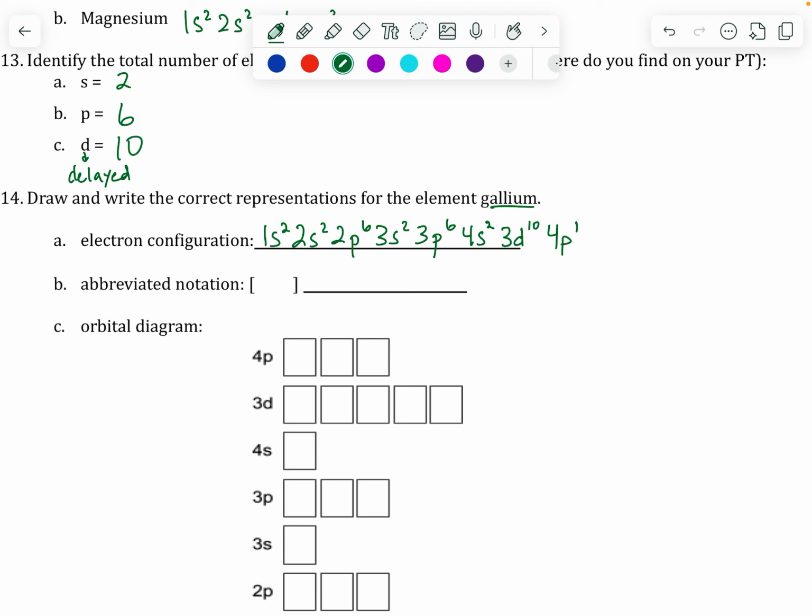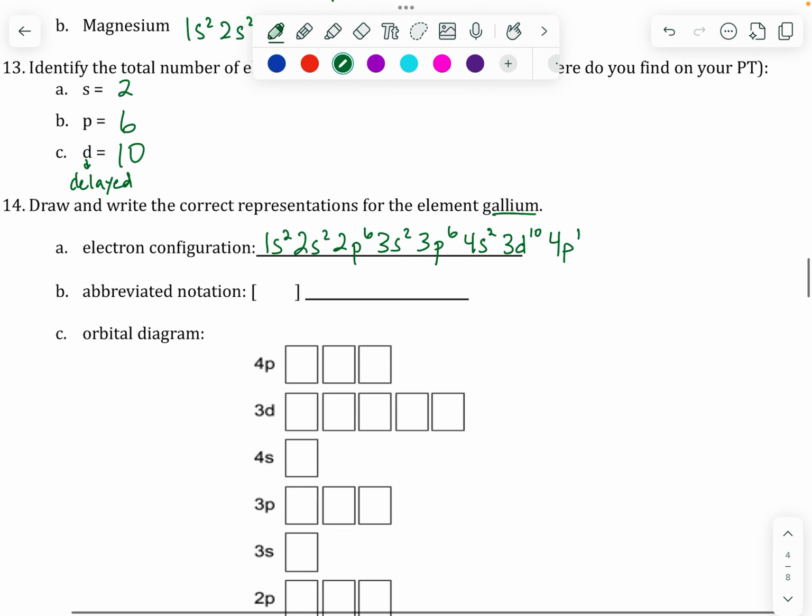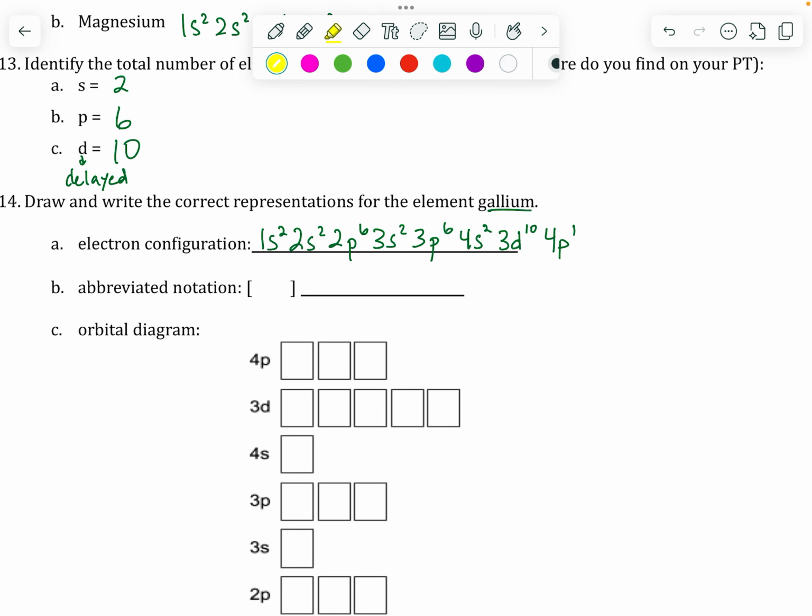It's the first one in there, and the abbreviated notation we identified as going through wherever our most recent p6 is, which is all of the noble gases. So the abbreviated is based on a noble gas. The noble gas that represents all of those electrons there is argon. And then we tack on whatever's left over. We have our 4s2, 3d10, and 4p1.